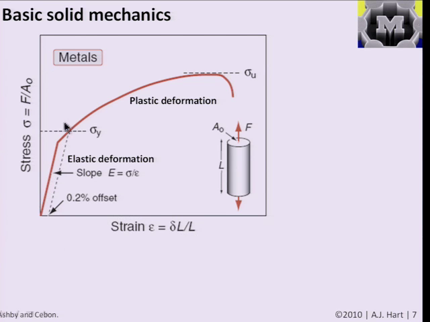Then by convention, we say the point at which we have 0.2% permanent deformation, meaning the material is going to be 0.2% longer if we take off the load and let it relax, is what we call the elastic limit, or the yield strength, sigma y. Then, depending on a lot more complex things, we can often pull the material more and deform it plastically, causing irreversible mechanical processes to happen. And at some point, the material breaks for good. It comes into two or more pieces, and we've reached the ultimate strength.